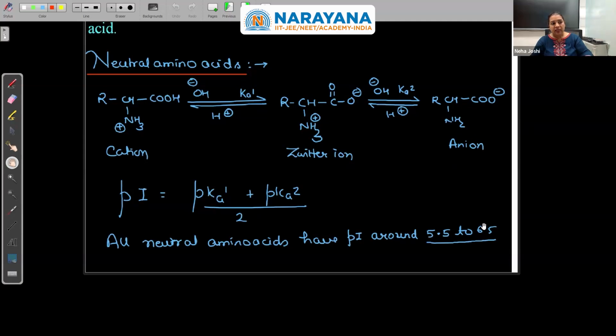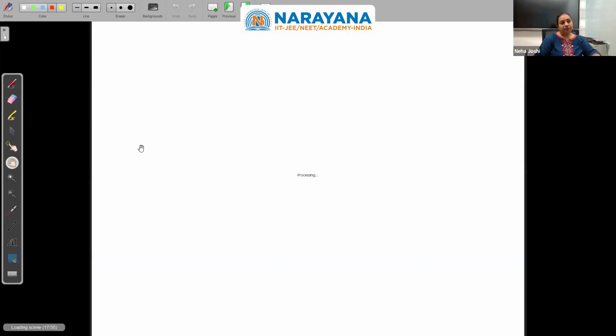If they say what will be the existence or species existing for this neutral amino acid at pH 2. So pH 2 is less than this. It means it is more acidic. So I have to make it more acidic. Then what is this existing species? This species you will report exists as a cation. Okay, neutral amino acid. So an amino acid above its isoelectric pH will exist as anion. Below its isoelectric pH will exist as cation.